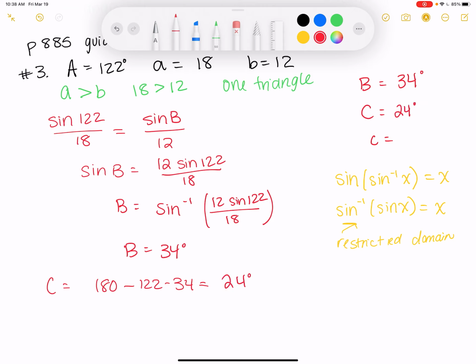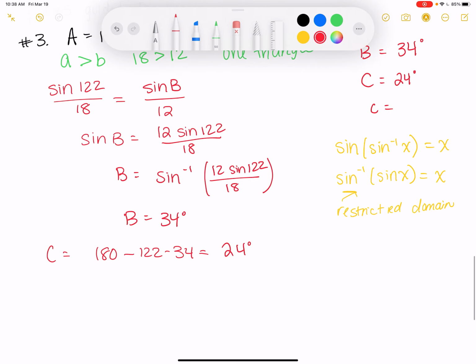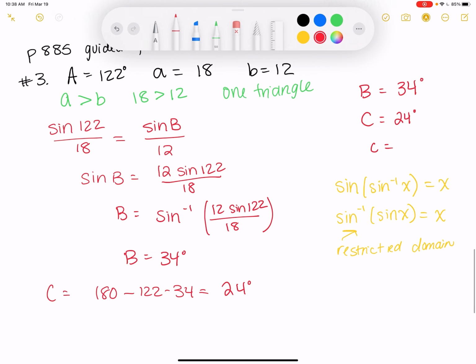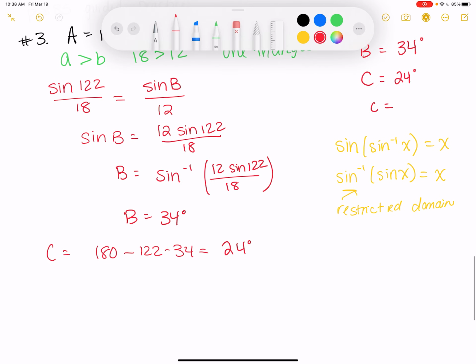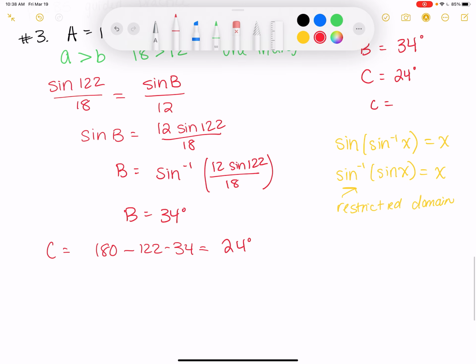So now I can use the law of sines again. Okay, again, I'm going to use the one that we already knew. I knew both A pieces, so I'm going to use it again. So the sine of 122 over 18, it's the gray chord down there, is equal to the sine of 24 over C.